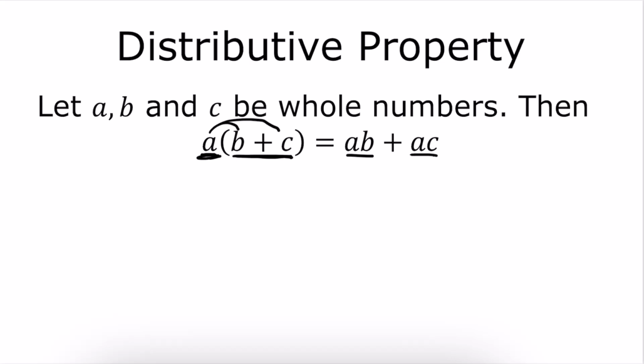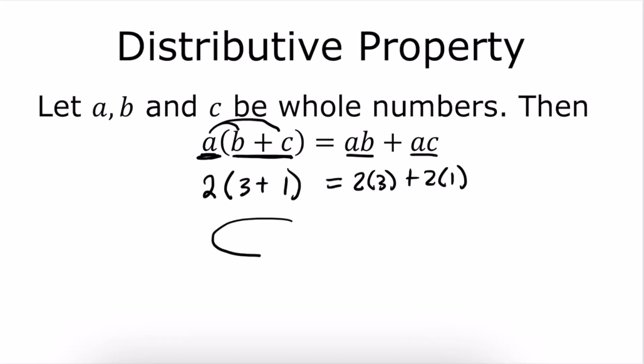So let's say that A was the number 2, and B was the number 3, and C was the number 1. And we're trying to show that this is equal to 2 times 3 plus 2 times 1. Well, if we visualize what this looks like, 3 plus 1 is basically a group where 3 things have been combined together with 1 thing. And then when you multiply that by 2, you're basically doubling that group. So you have 3 things and 1 thing in another group.